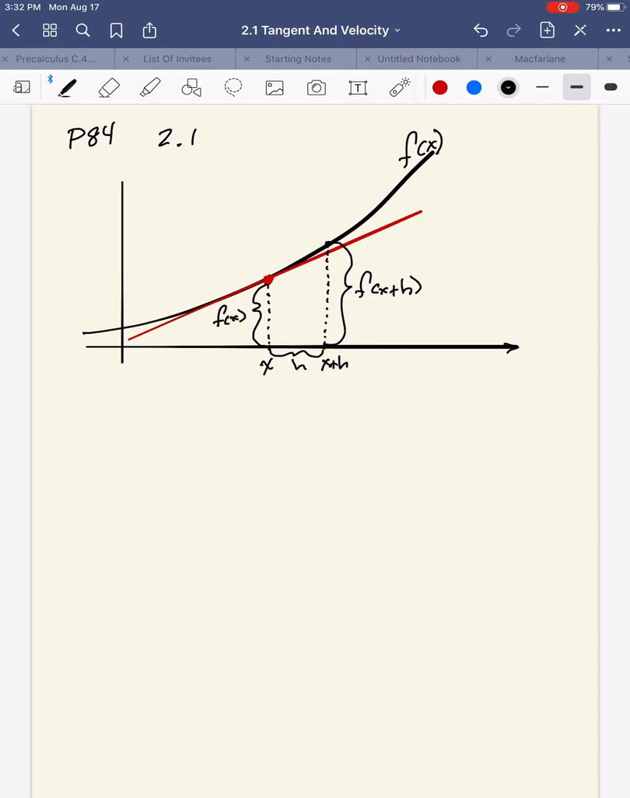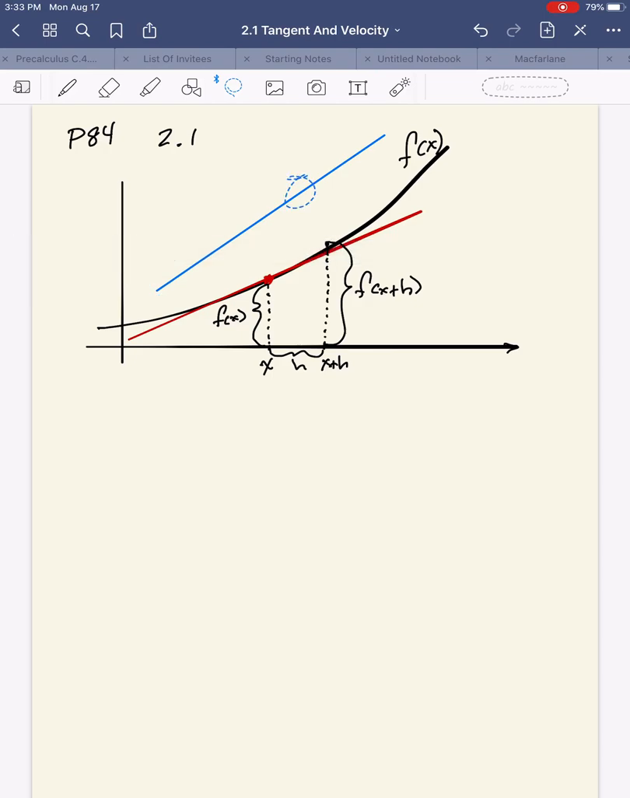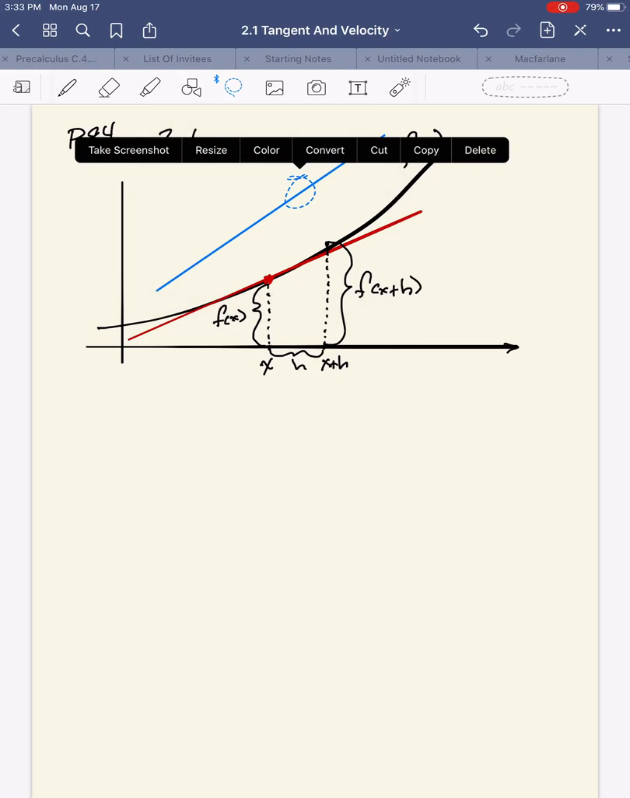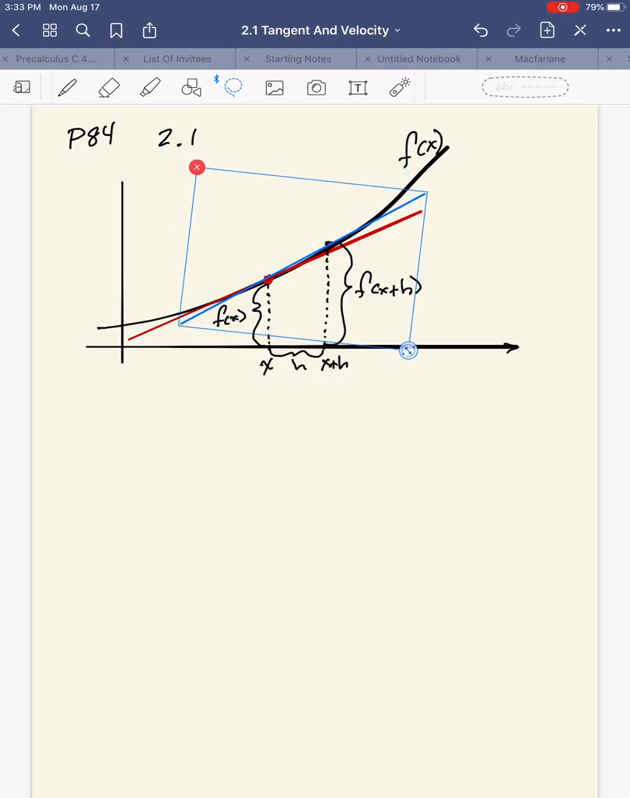And so the line that goes through these 2 points would have a slope.